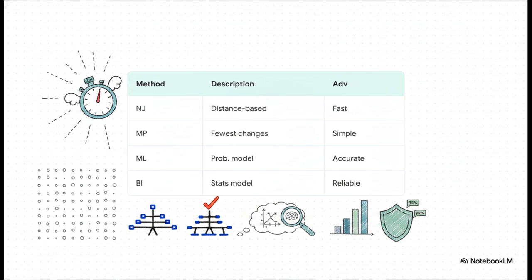Then there's maximum likelihood, which brings in complex probability models to find a highly accurate tree. And finally, Bayesian inference utilizes intense statistical probability models to provide high statistical reliability for the relationships.